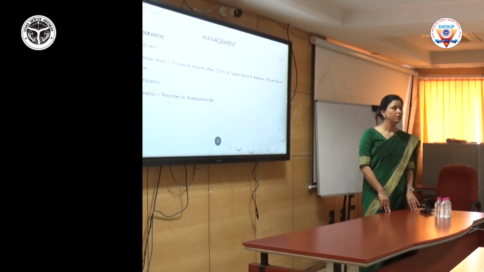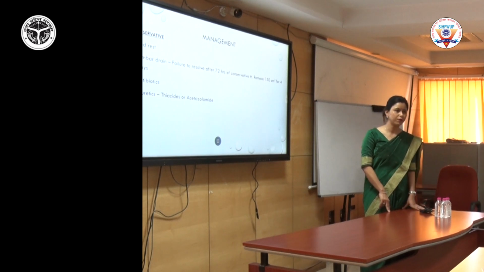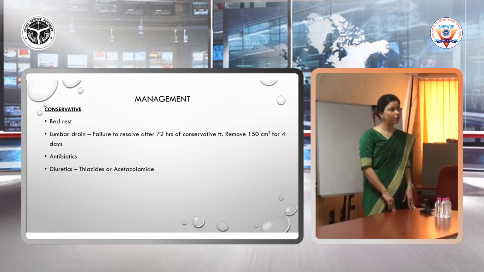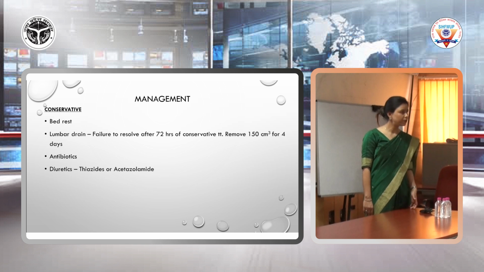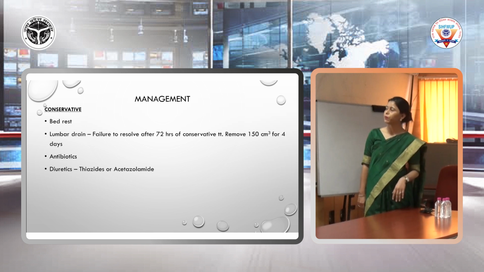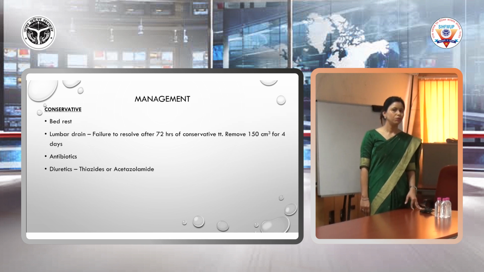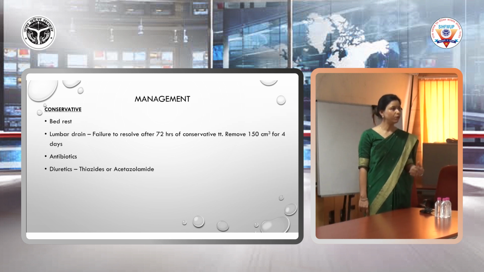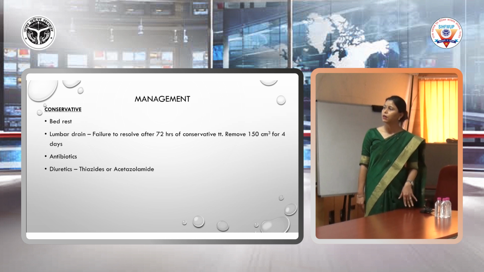Then coming to the management, conservative management is equally important. Like you said, intermittent leakage. So conservative management also helps the defect to heal. By keeping the patient on bed rest, the head end is raised 15 to 20 degrees, avoiding straining and lifting any heavy weights. Or putting a lumbar drain also. Not everybody prefers to put a lumbar drain, but it can be put for 4 days, and about 150 ml for 4 days can be withdrawn.